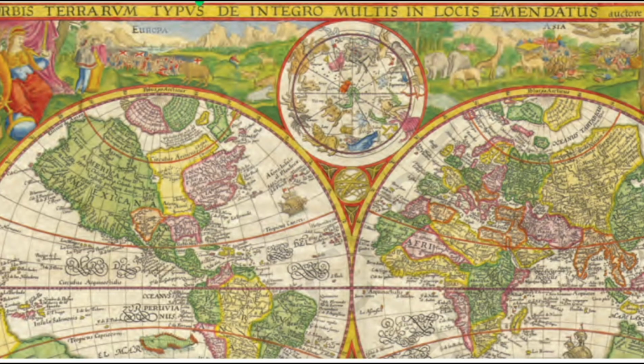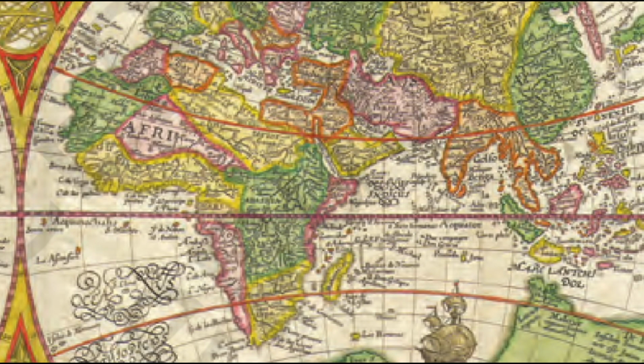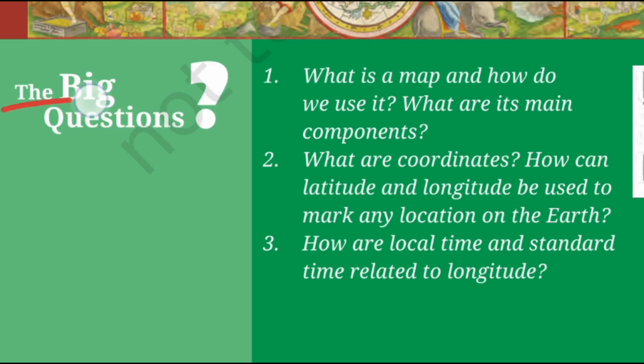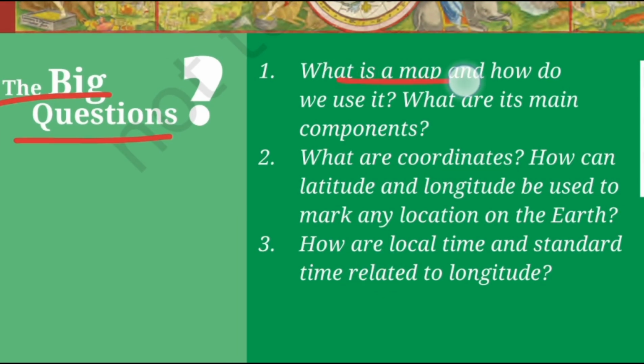There's a map given. This is an ancient map. This map is very old. As you can see, this area is almost India. We cannot understand the map properly, isn't it? Just below the map there are some questions. What are the questions? What is a map and how do we use it? So basically this map is a world map, isn't it?